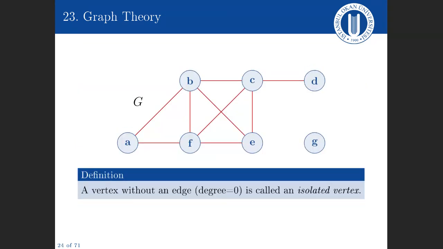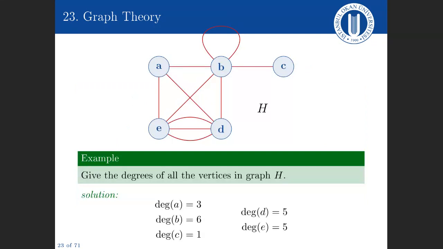We go back. In this graph, we can add up the degrees. It's 3 plus 6 plus 1 plus 5 plus 5 is 20. And 20 divided by 2 is 10. The theorem says that there are 10 edges in this graph. Let's count them. 1, 2, 3, 4, 5, 6, 7, 8, 9, 10. The number of edges is always equal to a half of the sum of the degrees.